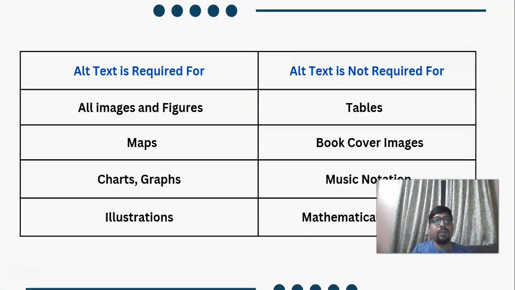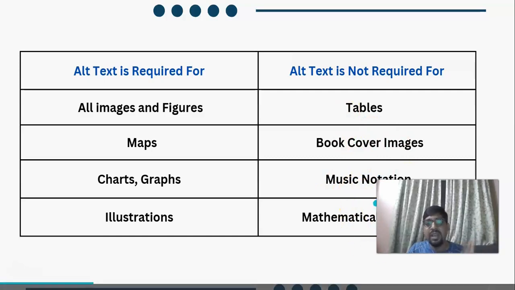First of all, where do we need to prepare alt text and where is it not required? Basically, for all images, figures, maps, charts, graphs, illustrations, photographs, we need to prepare alt text. It is now mandatory for Pinjar, LCPR, or Taylor Francis. In all ebook formats, alt text is mandatory. So you have to prepare it. But for tables, book covers, or music notation, mathematical notation like equations, it is not required.